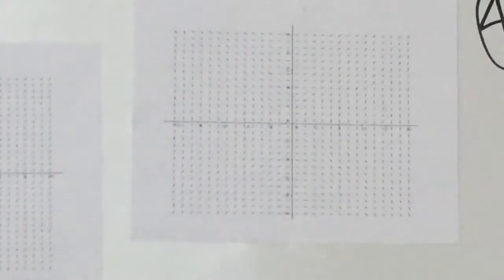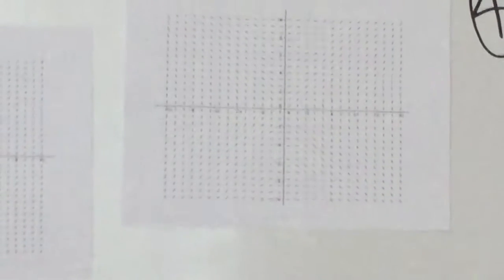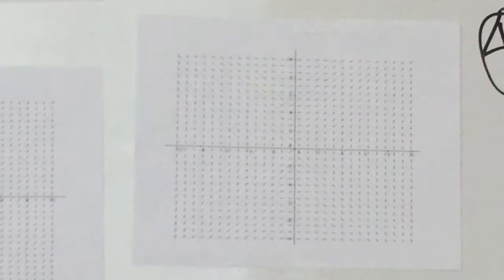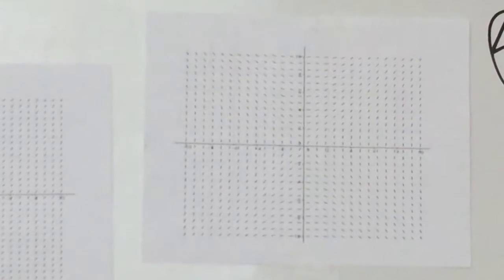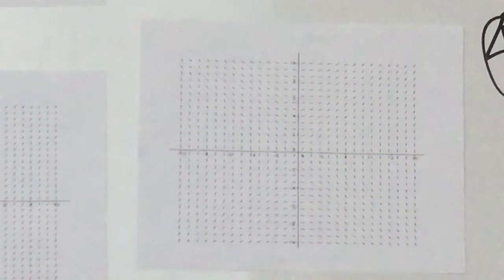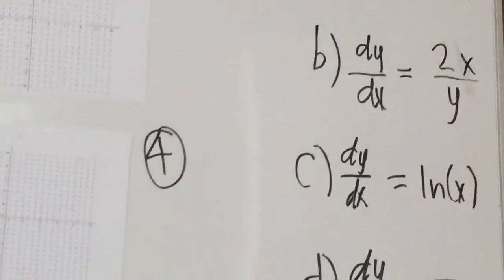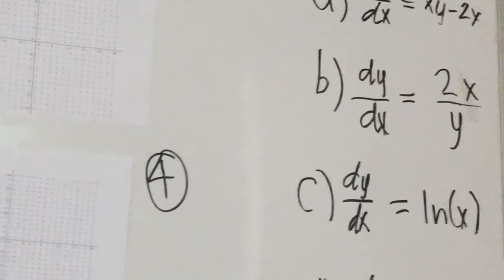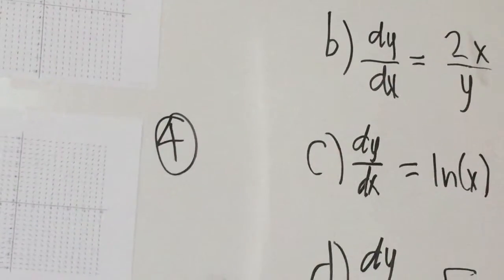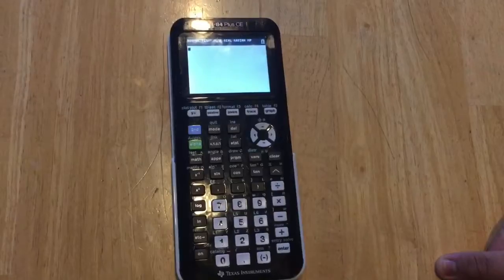Through process of elimination, we know that graph 4 must be equation B. To check this, let's see what the value of the slope is along the y-axis. Along the y-axis, when x is equal to 0, we clearly see that the slope again is equal to 0. This type of behavior matches equation B, dy over dx equals 2x over y. By observing this kind of behavior, we can determine the various differential equations for various slope fields.